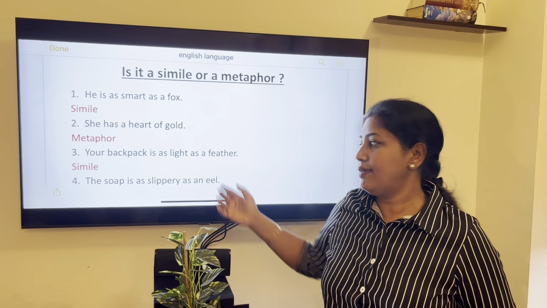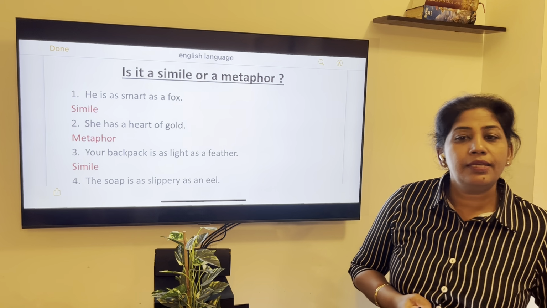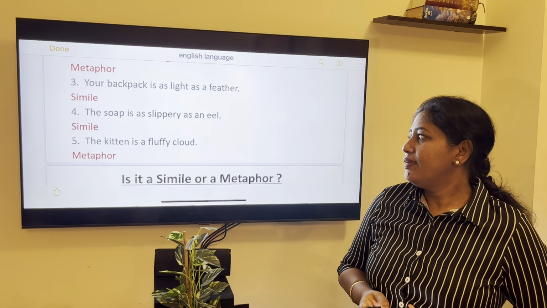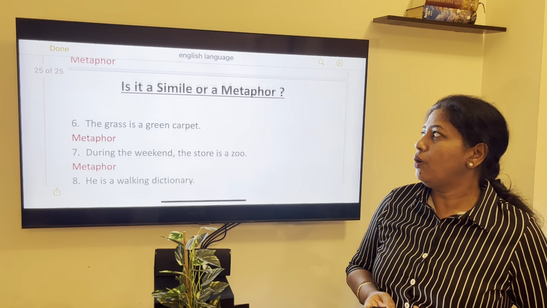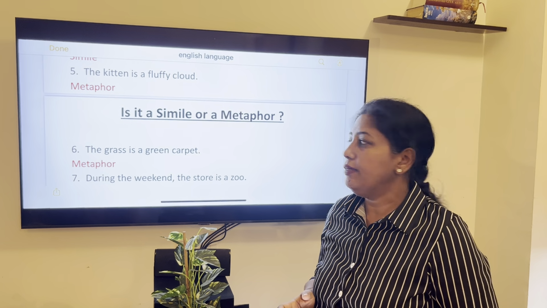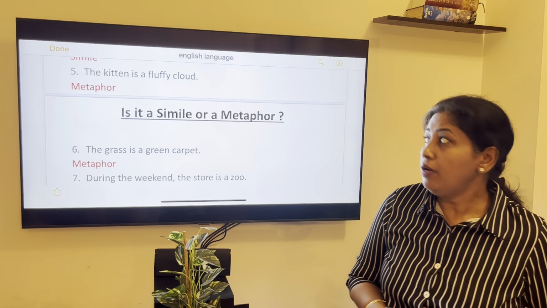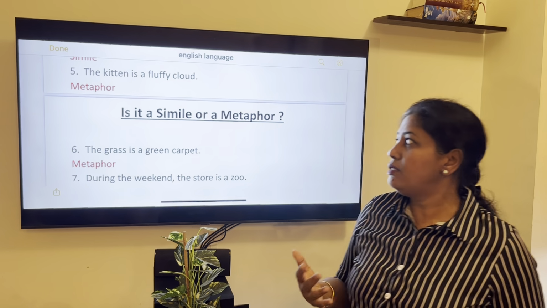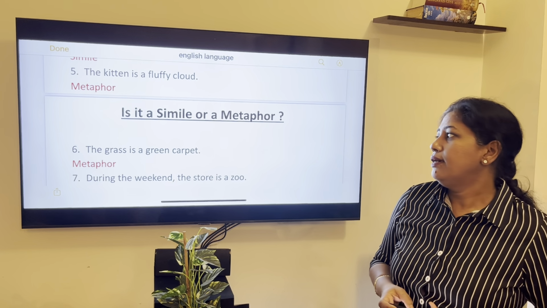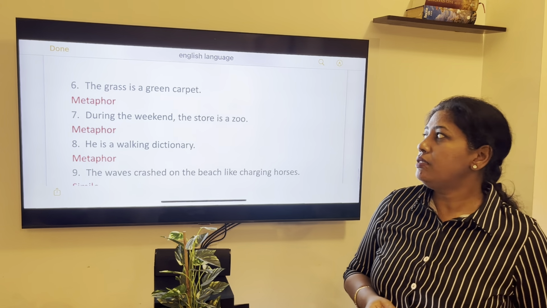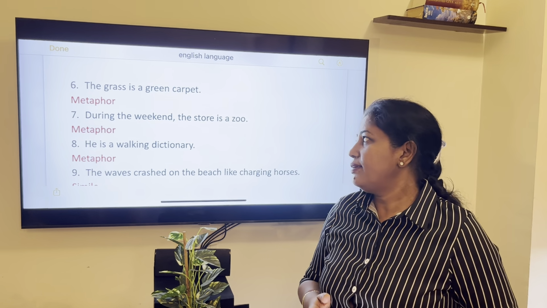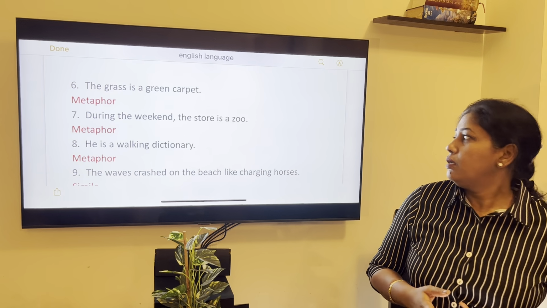Your backpack is as light as a feather. Simile, as light as. The soap is as slippery as an eel. What's it? Simile, yes, correct. The kitten is a fluffy cloud. Fluffy, it's soft and cuddly. But yeah, metaphor. Why metaphor? Because there is comparison of kitten to a cloud, but without the use of words like and as. More examples. The grass is a green carpet. Metaphor. Right.